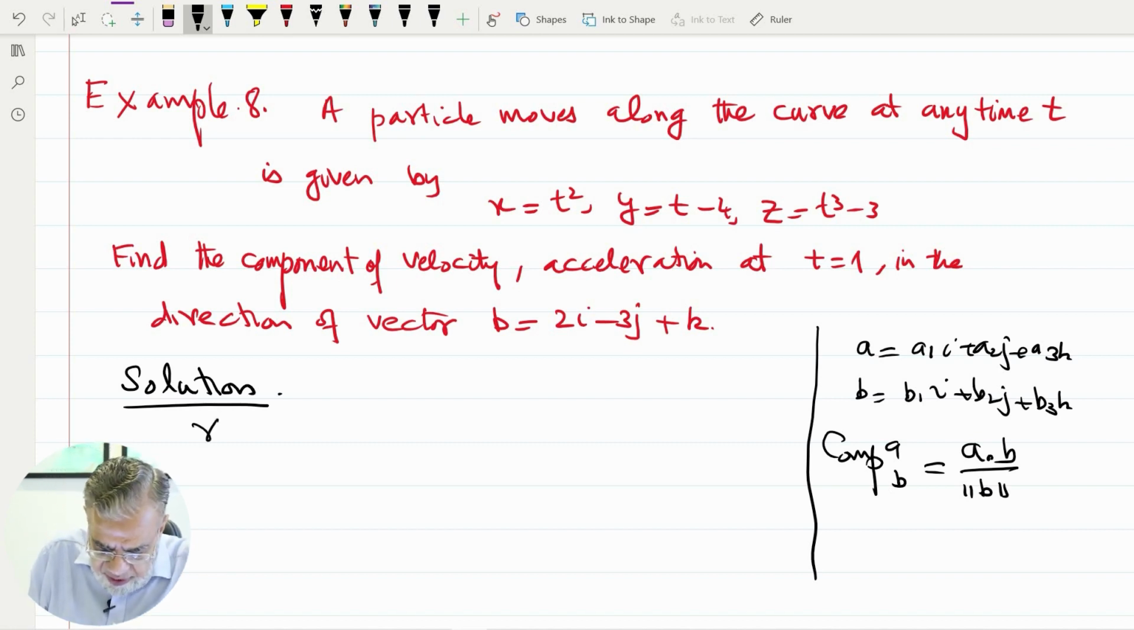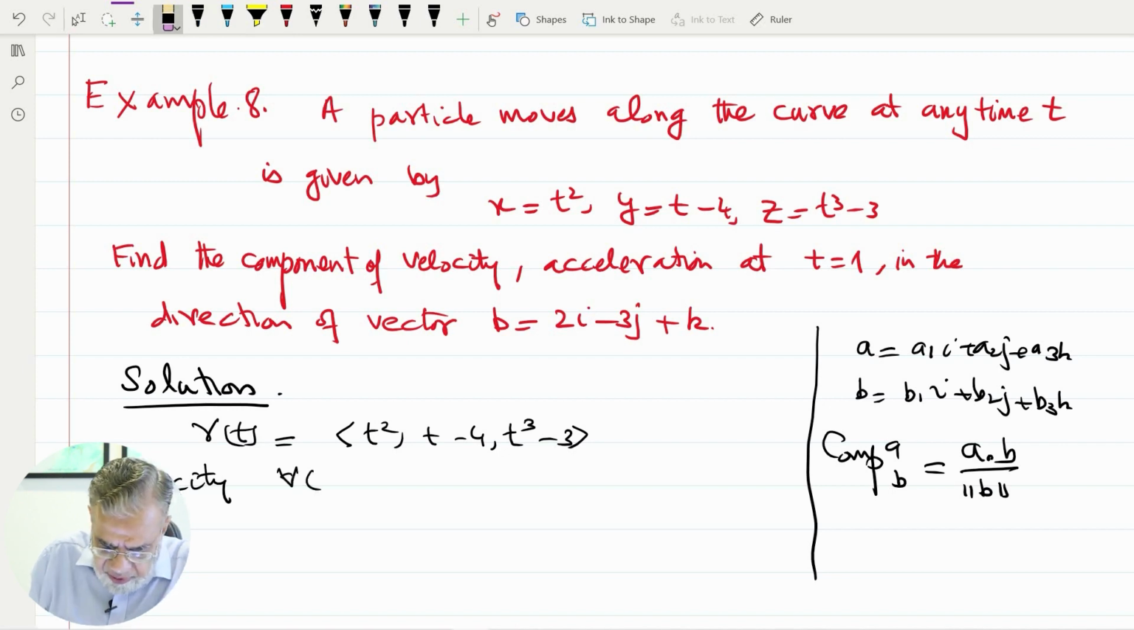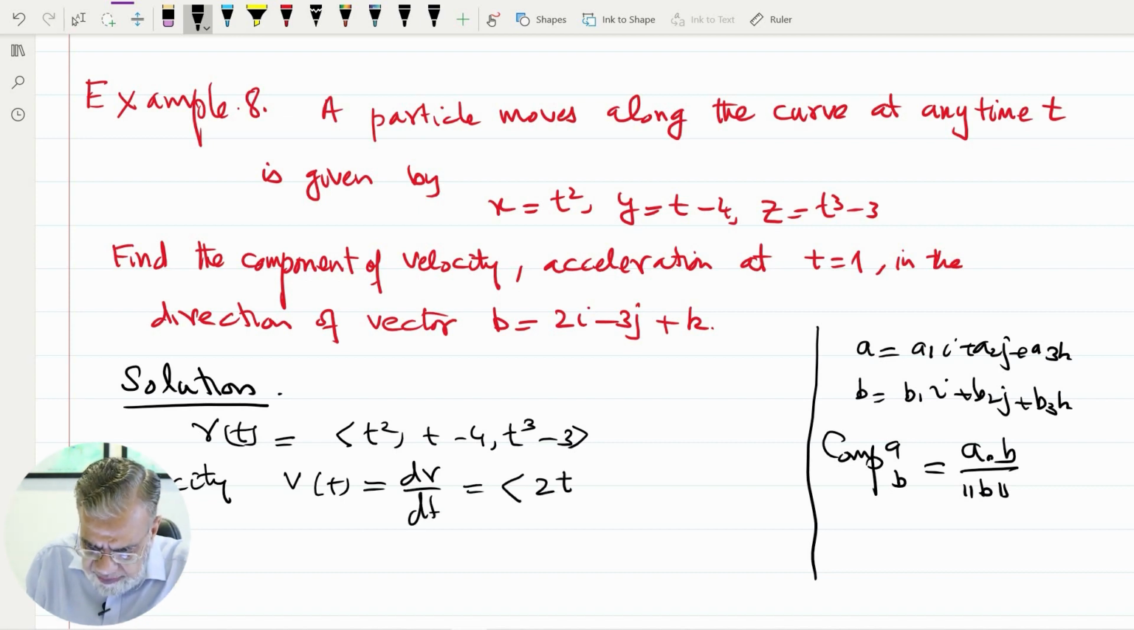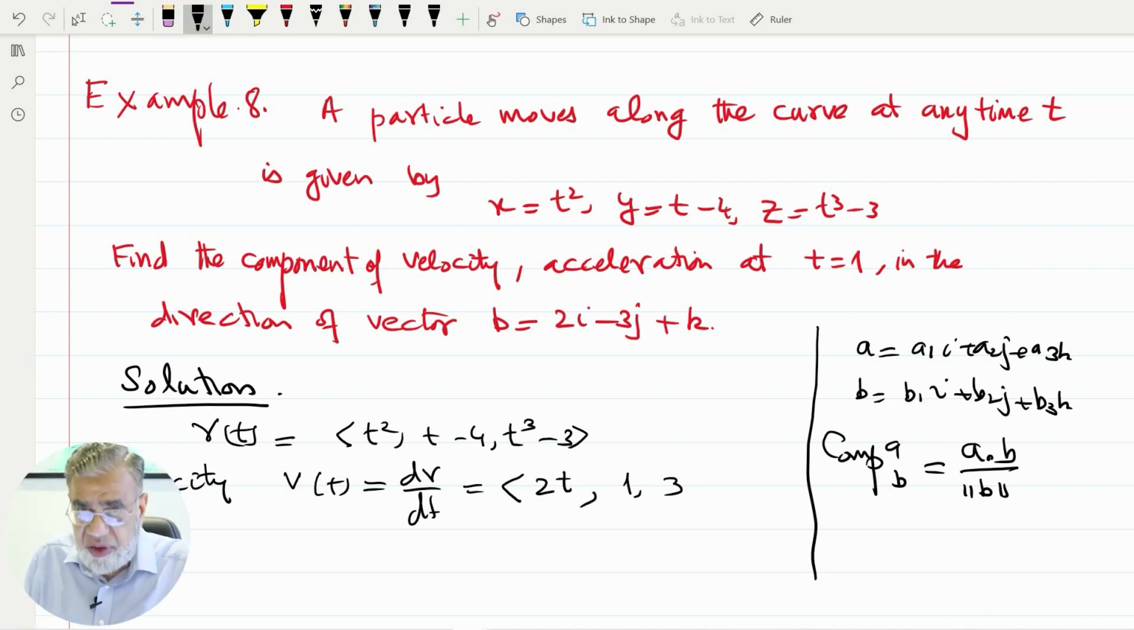So here we first write the vector function r of t, which is t square, t minus 4, t cube minus 3, and I find the velocity. My velocity vector is v of t, which we can find by taking the derivative of r of t, so v of t is equal to dr by dt. We take the derivative of each component: 2t, then the second component is 1, because the derivative of t is 1 and the derivative of 4 is 0, and for t cube, 3t square. This is my component of velocity at any time t.